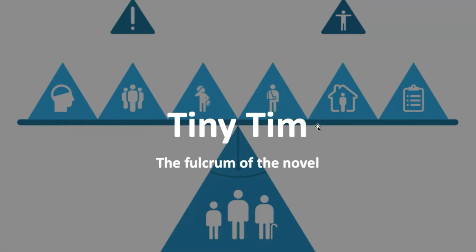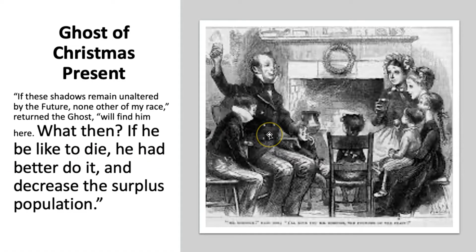The other big clue, of course, is that we have 5 staves, 5 chapters, and when does this moment happen? It happens right in the middle where the fulcrum should be, in chapter 3, stave 3. We can also see that Tiny Tim carries Dickens' political and social message. He uses Tiny Tim to attack the political belief that the poor were a burden on society.